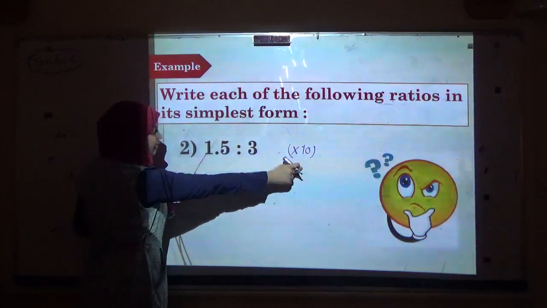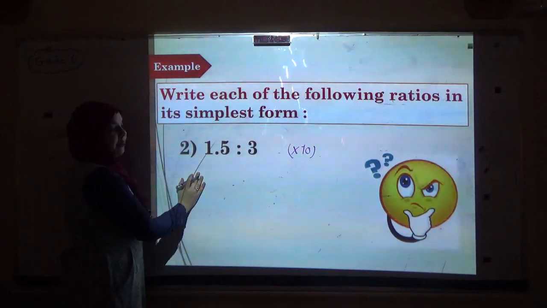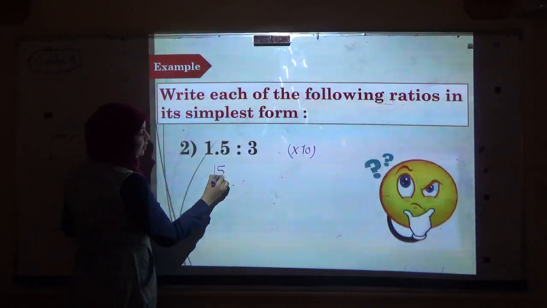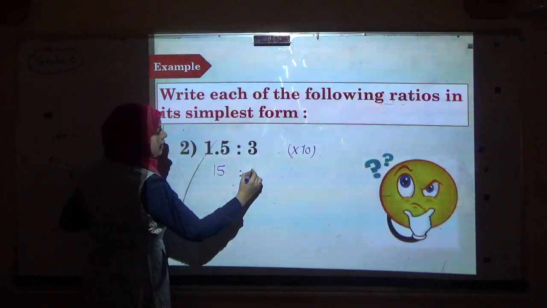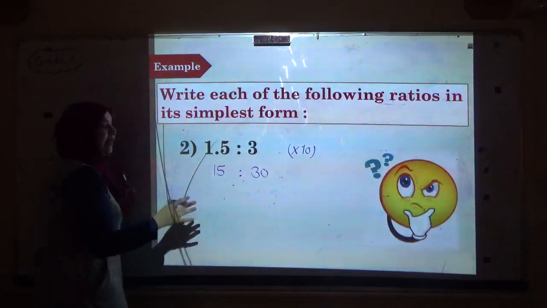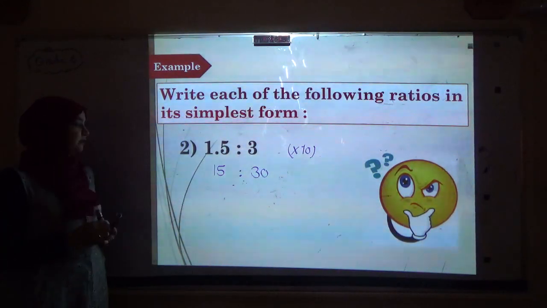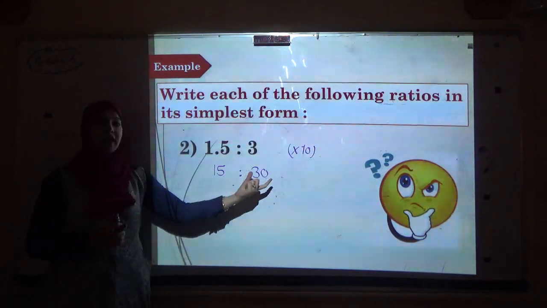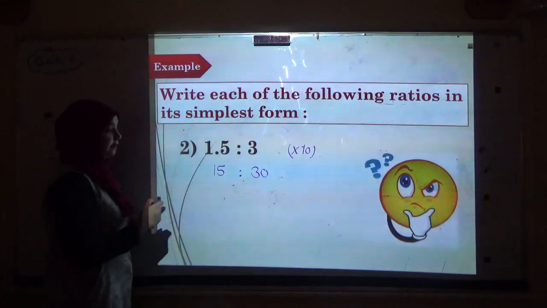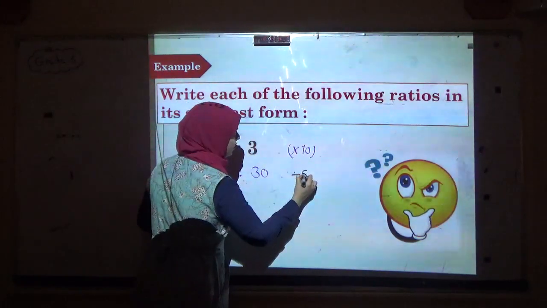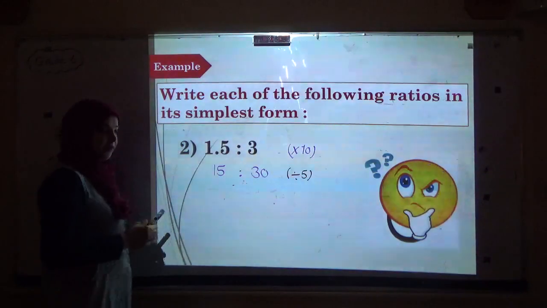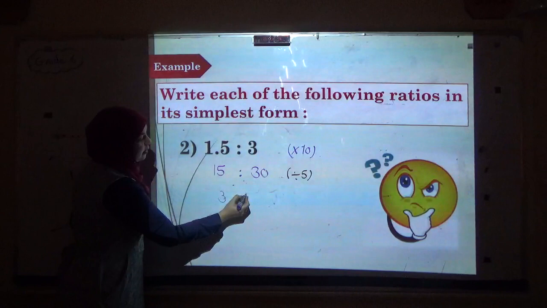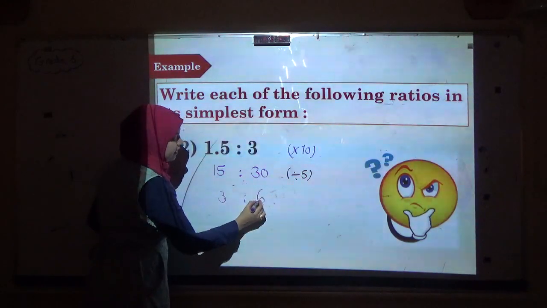1.5 multiplied by 10. If you remember, when multiplying by 10 we move the decimal point one digit to the right, so it becomes 15. And 3 multiplied by 10 equals 30. Now we can simplify this ratio by dividing the two terms by the highest common factor between 15 and 30, which is 5. So divide the two terms by the same number, 5. 15 divided by 5 equals 3, and 30 divided by 5 equals 6.